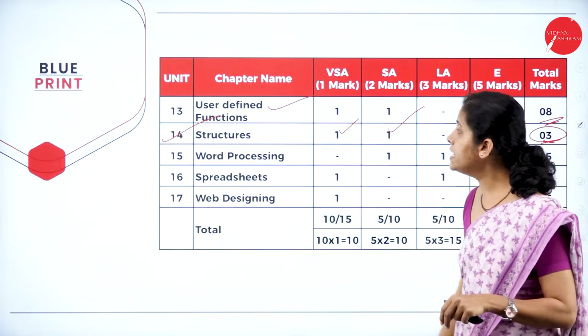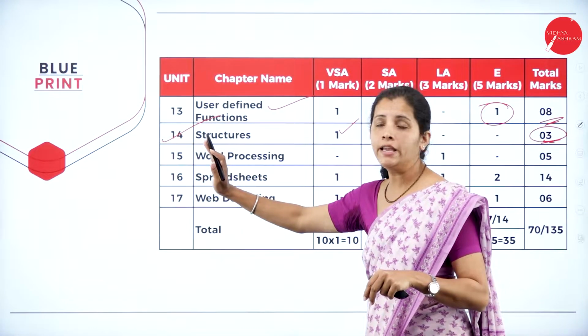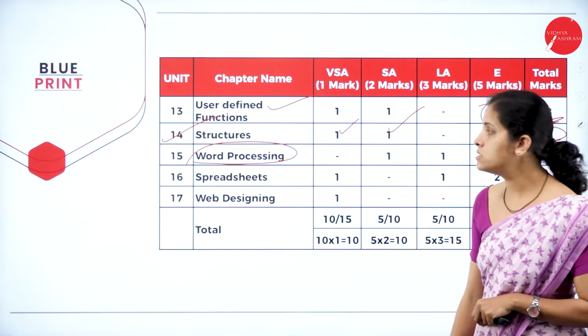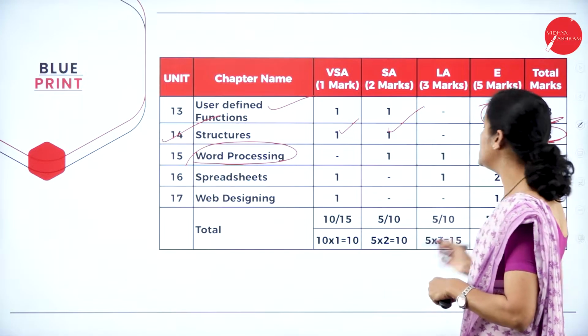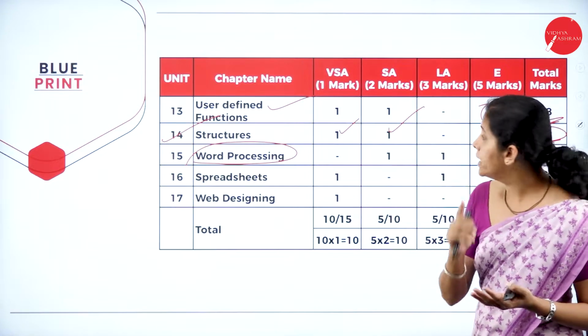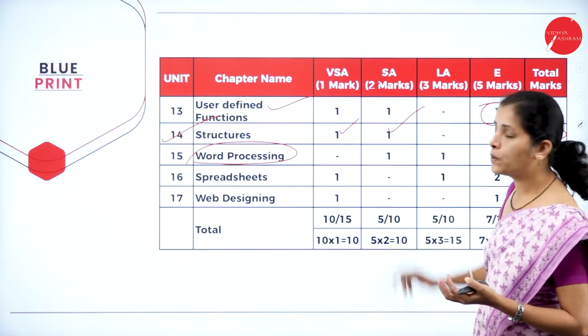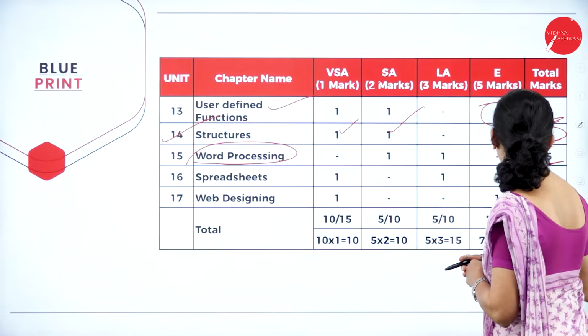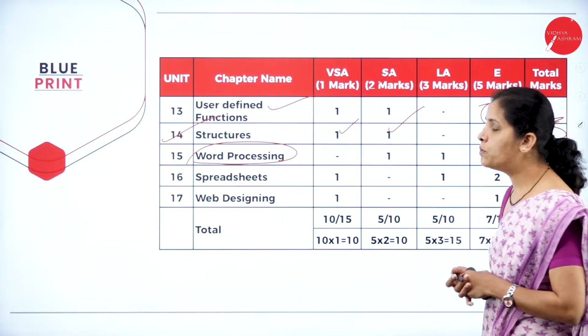And if I study chapter 50, then the chapter name here is word processing. And what's the weightage? It is 5 marks. That means I'm going to get one 2 mark question and one 3 mark question. So it is 5 marks.